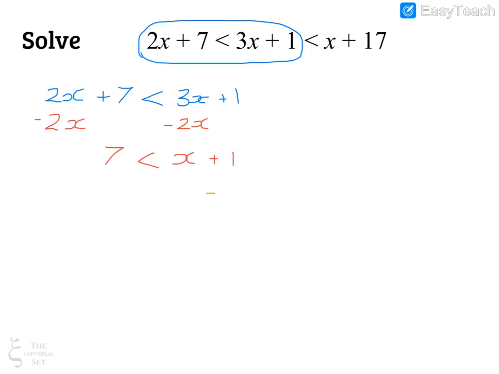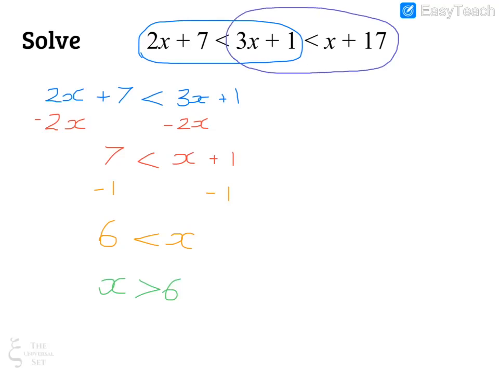Now I'm going to take away this 1. So I do the same on the left. And that will leave me with 6 is less than x. And like we did before, I'm just going to flip that round the other way, and let's say that's the same as x is greater than 6. Cool. Okay, let's try this side then. So I'll call this the purple side.